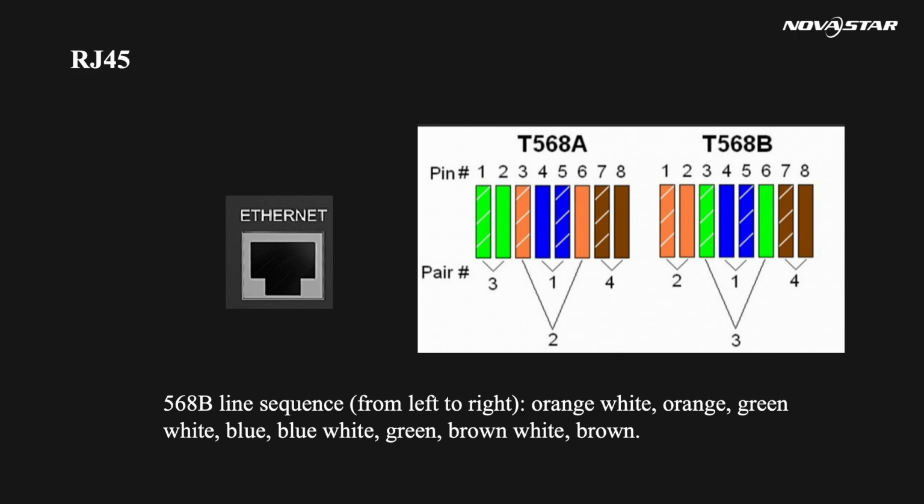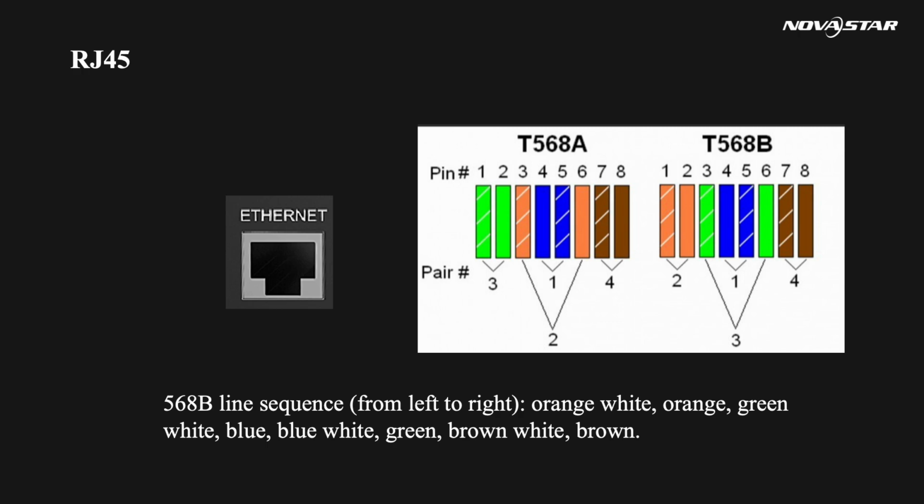T568A and T568B are two different standardized ways of ordering the individual wirings inside of the Ethernet cable. The A-type is designed for backward compatibility with the older telephone wires, and the B-type is designed for better signal isolation and noise protection for newer networking system products. So you need to choose the B-type line sequence for controlling the PC.